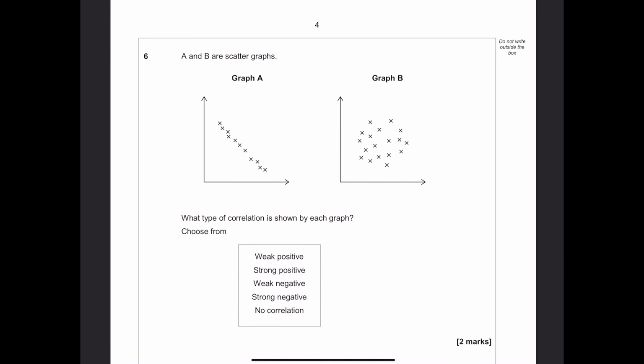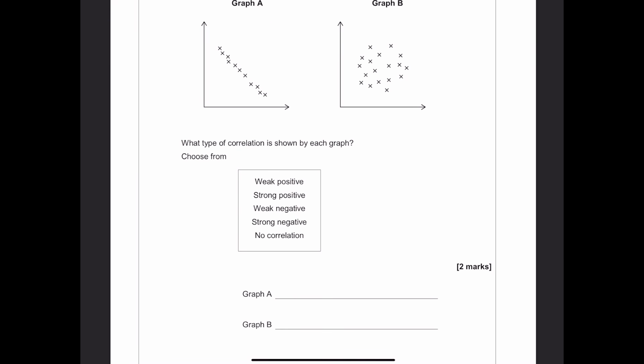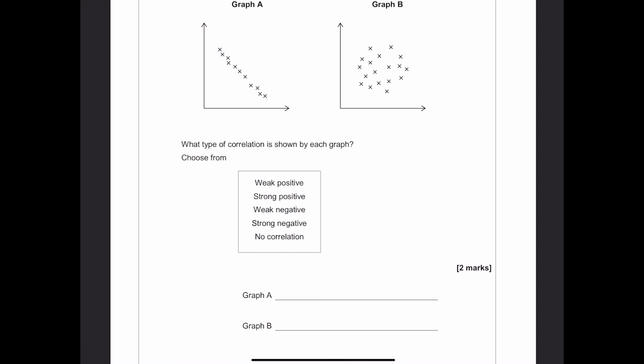Graph A and B are scatter graphs. What type of correlation is shown by each graph? So graph A, we have first of all a negative, and that is quite a strong negative. So we write that down for that answer. And graph B is no correlation at all. Just to save the time, I won't bother writing that down.